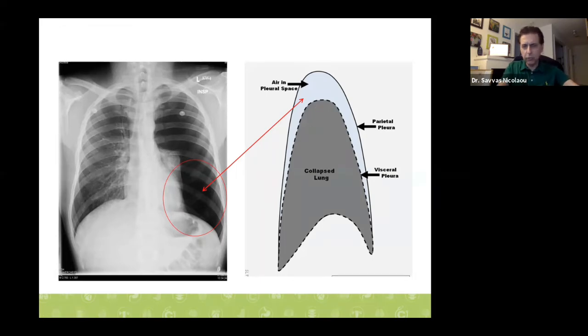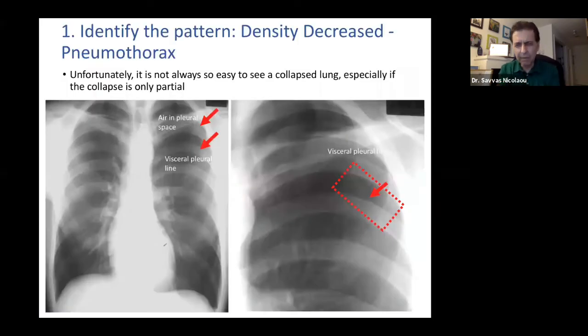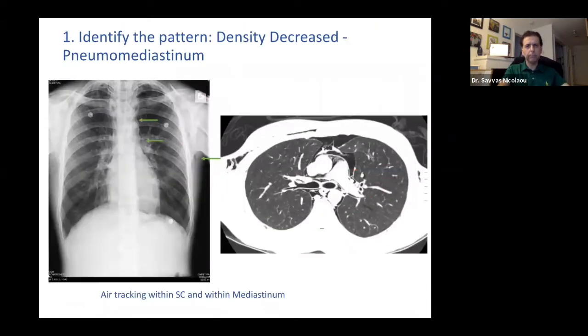That is a sign of a pneumothorax. They can be very subtle. I'll show you an obvious one, but they can be very subtle, as what I'm depicting right here. Subtle depiction of the visceral pleura indicating the presence of a pneumothorax.